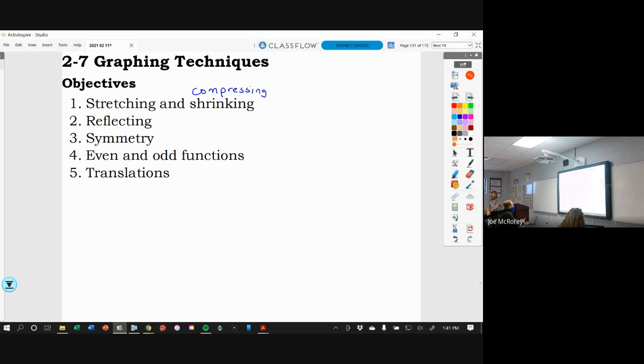And a translation is also known as a slide. So a translation is going to be a slide.